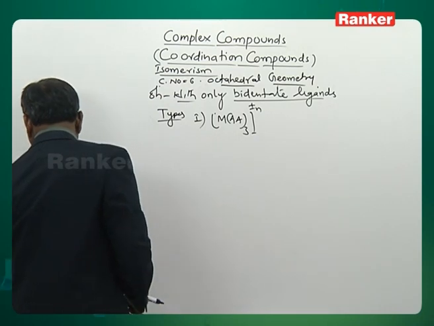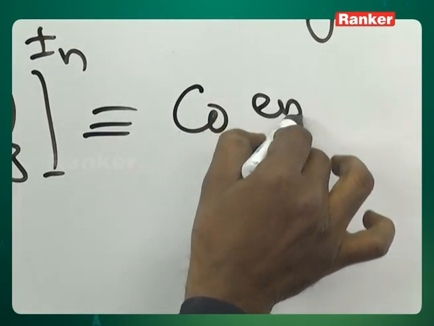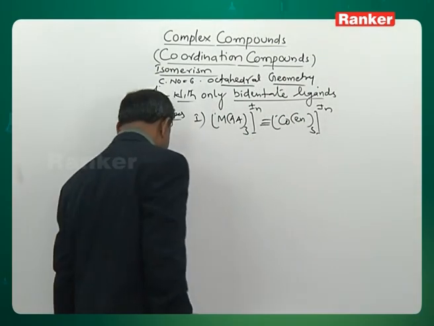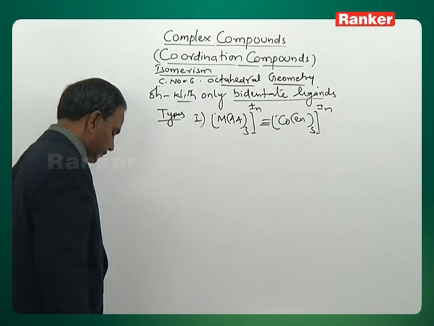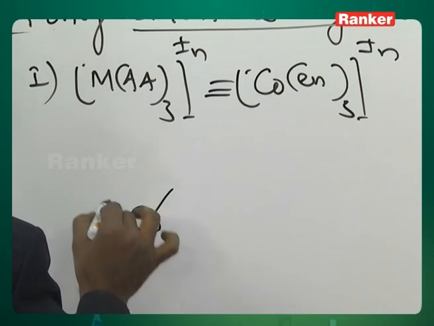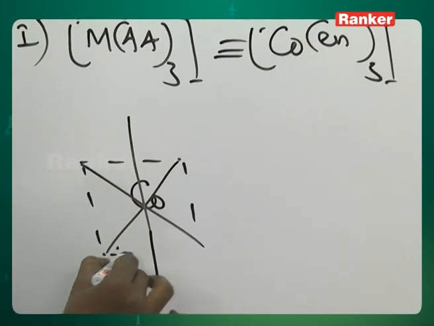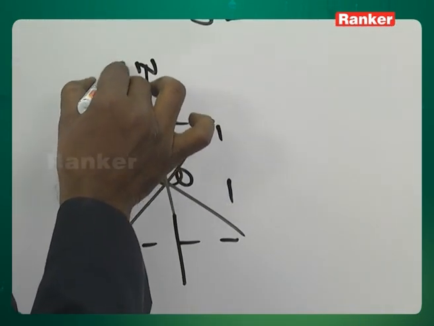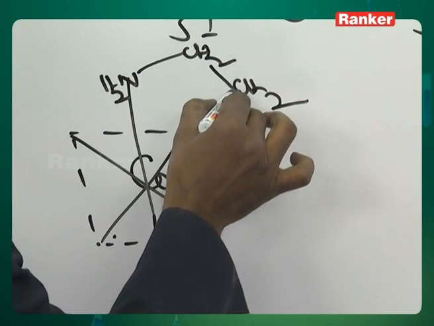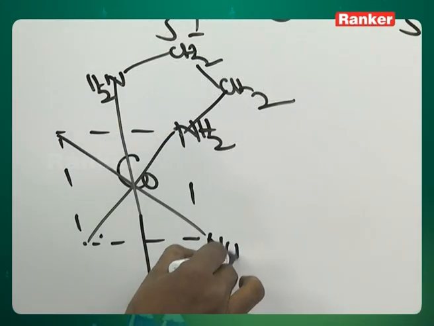Next, M(AA) taken thrice. Let us see what is the real example under this. Now you take Co(en) taken thrice, plus or minus n. Let us write this particular model. How is it optically active? Octahedral. CH2, NH2. Similarly, one more.